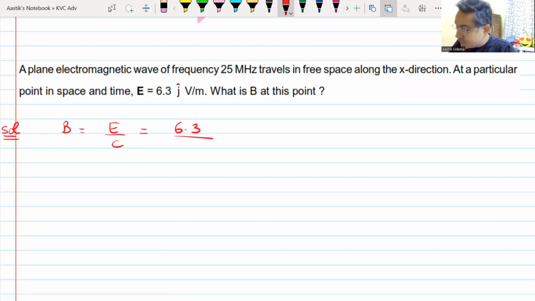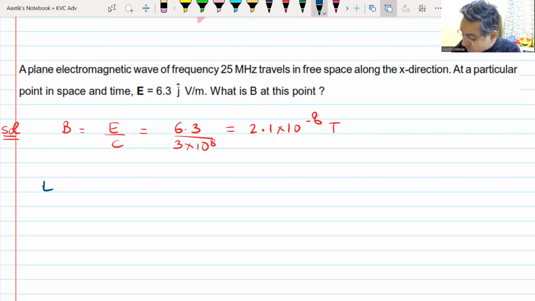6.3 divided by C, 3 into 10 raised to the power 8. I hope you know the speed of light. If you do that, you will get 2.1 into 10 raised to the power minus 8 Tesla. That is the value of the magnetic field. That was the first part of the question. You just have to find out the direction of the magnetic field. How will you find it? Obviously, you have to find the cross product of E and B.